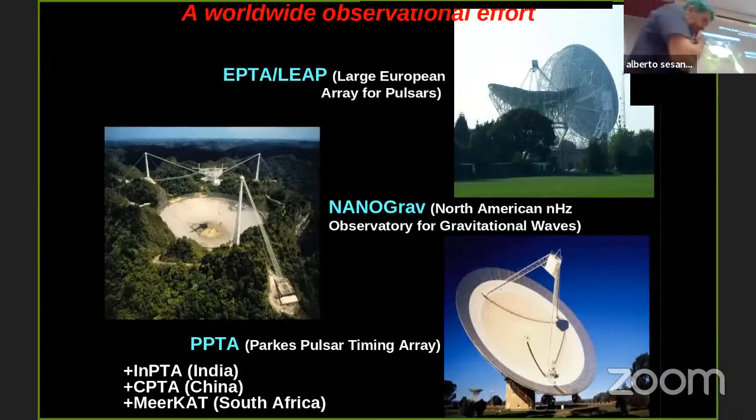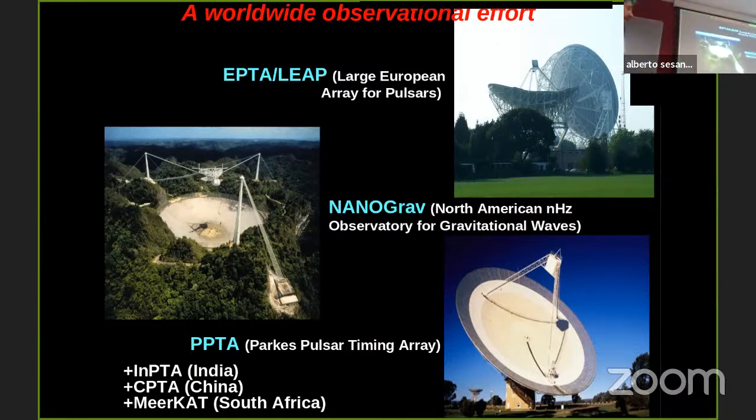All right, so what do we use? Well, we use big radio telescopes. There are three main collaborations worldwide. The European Pulsar Timing Array makes use of the 5 big radio telescopes in Europe. NANOGrav, which was using the Arecibo radio telescope, is now mostly using the Green Bank radio telescope. We have Parkes in Australia, and then more recently, we have new additions to this collaboration.